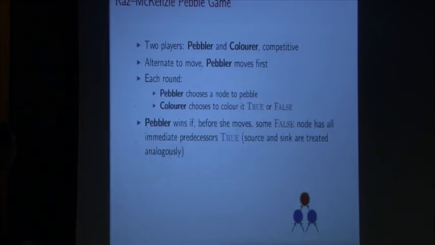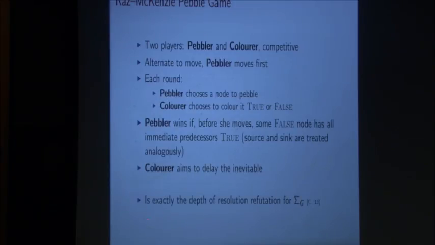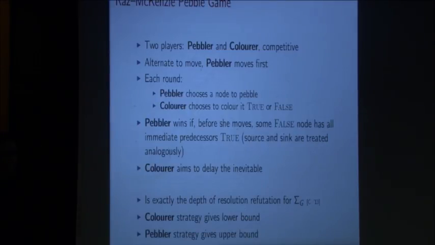And the Pebbler wins if, before she moves, some false node has all immediate predecessors true, because you will be falsifying an implication, or you'll be falsifying a source node variable, or you will be falsifying the sink variable. Then the colorer will always lose. The best he can do is to delay the inevitable. The cost of the Pebble game is the number of pebbles needed by the Pebbler to force a win against the colorer. What I have shown you is exactly the proof that it captures the depth of resolution refutation for the Pebble contradiction, because the colorer strategy gives a lower bound, and the Pebbler strategy gives you an upper bound.